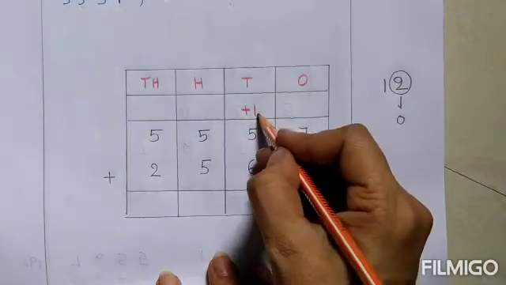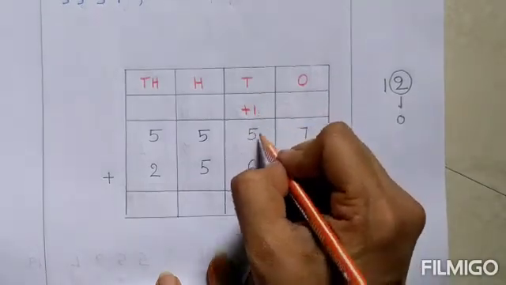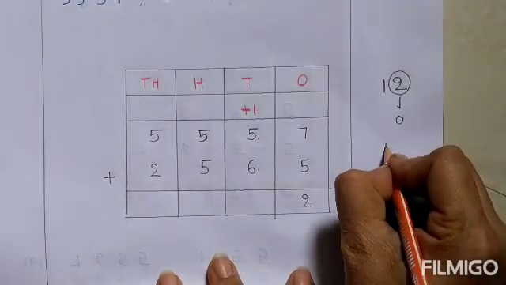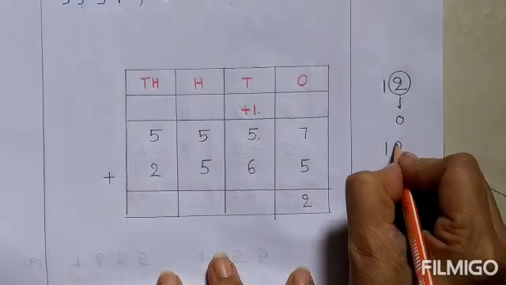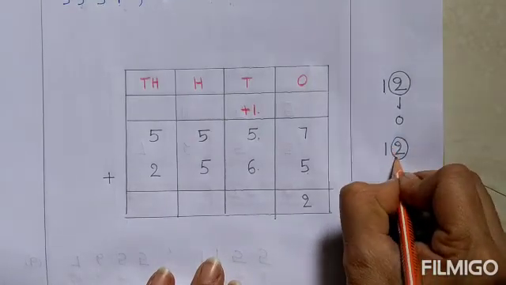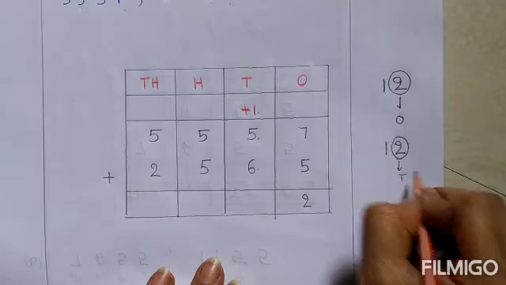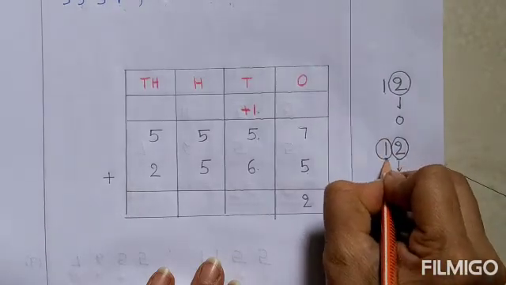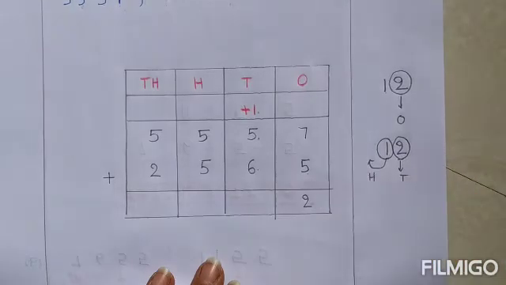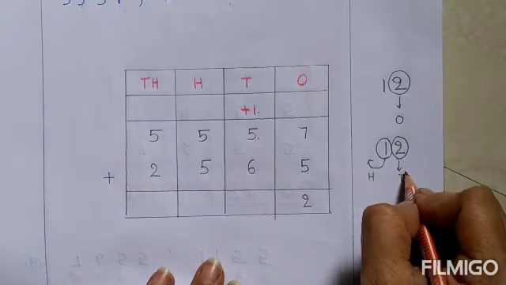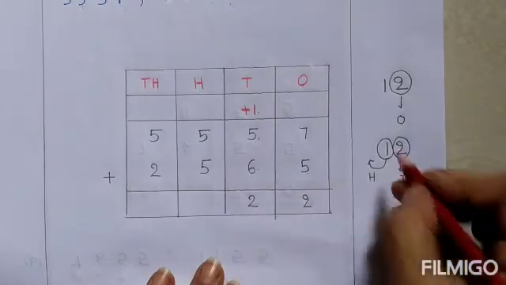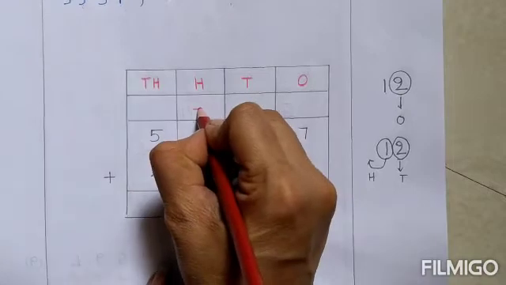Now add these 3 digits. 1 plus 5 is 6. 6 plus 6 is 12. Again, how many digits? 2 digits. Now again 2 is in which place? Tens place. And 1 is a carry forward and it will go to the hundreds place. First we will write this digit. 2 is in tens place. And this 1 will go to hundreds place.